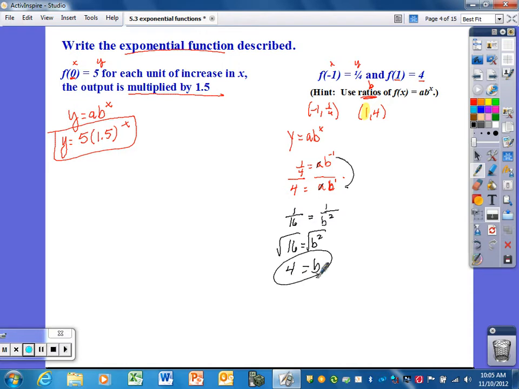Then to find a, I can either stick it into the top equation or the bottom equation. More people like the bottom because they don't have to deal with fractions. So we'll just stick it in there. 4 equals a, b is 4 to the 1. To solve for a, I divide by 4, and a equals 1. So my equation is y equals 1 times 4 to the x.